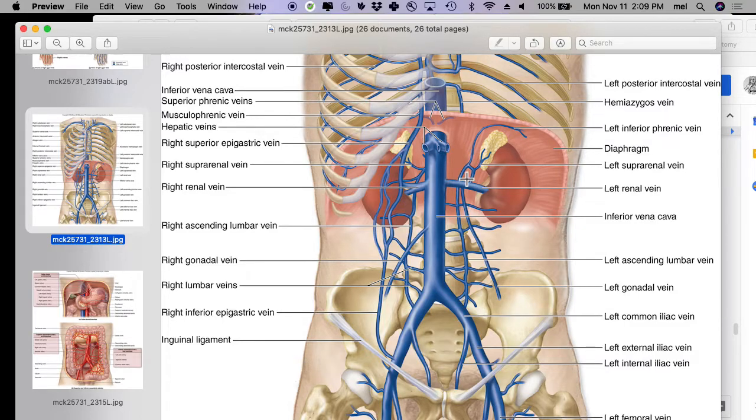But when we run into situations like the hepatic portal system, then it's functionally important, right? Then that's when I want you to actually know the flow pattern. Okay, so that's all of the easy ones.